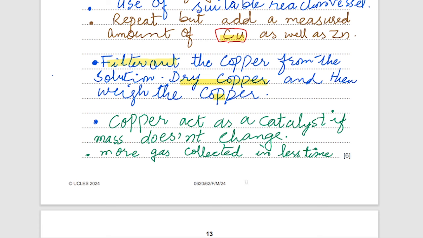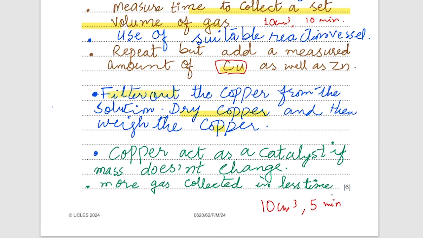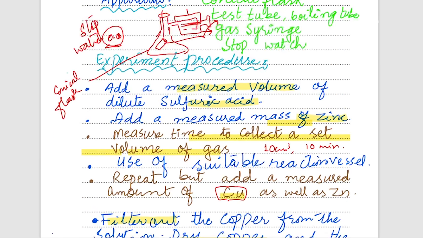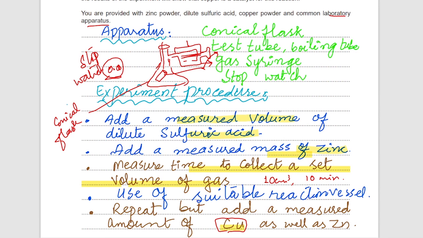As I have told you, we are collecting the same amount, 10 centimeter cube of gas, but this time in 5 seconds or 5 minutes. If I have written 10 minutes above, as there are so many minutes, you can use seconds as well. I have just given you an example. So this is the end of the planning question, where you use all of the methods along with the appropriate diagram, apparatus, and all of the steps.